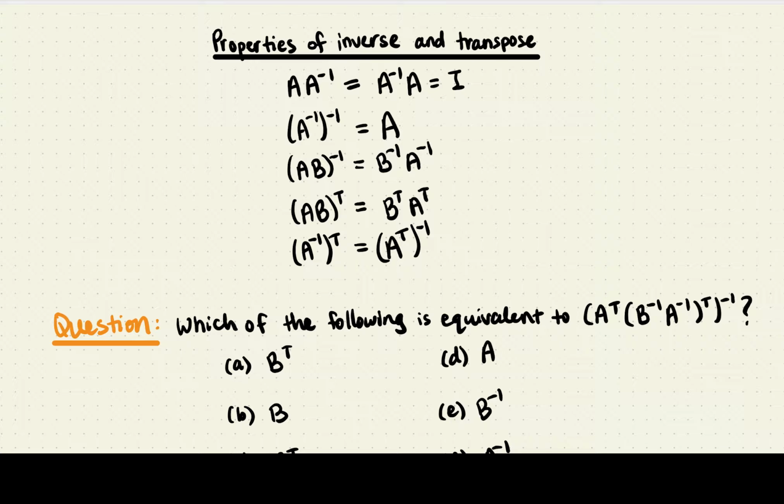This is the definition of an inverse. If A is invertible, then if I multiply A by its inverse, I should get the identity. The second property I've written here is that A inverse inverse equals A. What this is saying is that the inverse of A inverse is A itself.